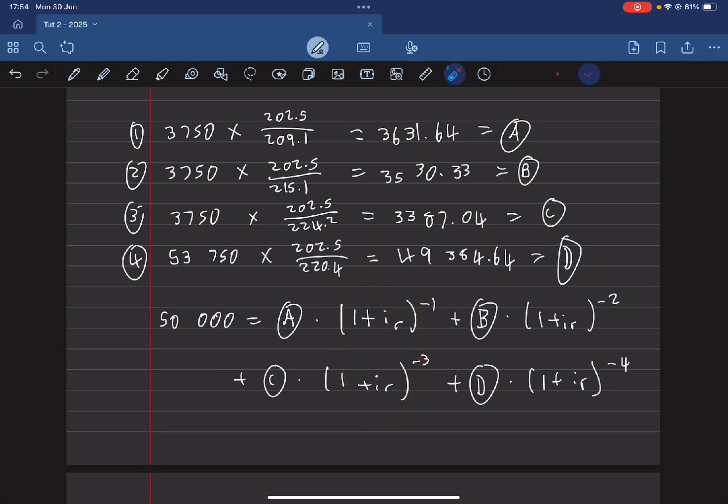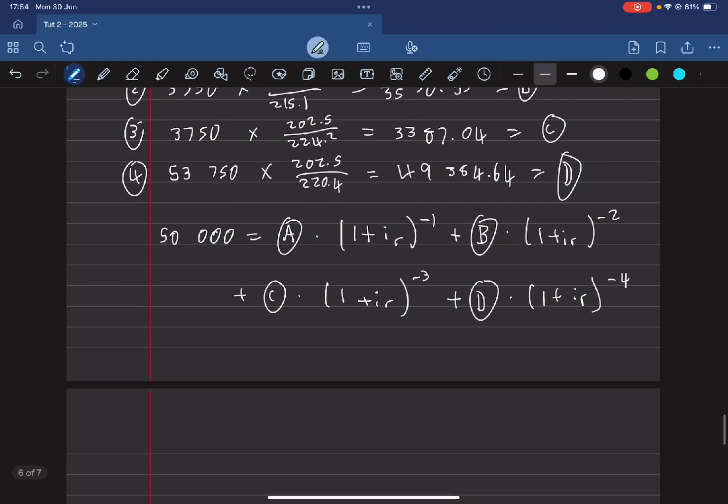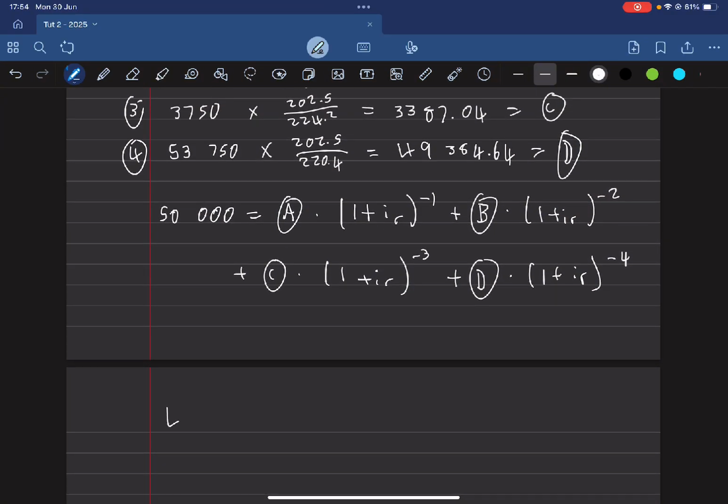So it's going to be quite tricky to solve for r in this, because we have powers of 4, powers of 3, powers of 2, powers of 1. So we're going to use a technique called linear interpolation, where we take a guess and then we slowly refine our guess using the algorithm.